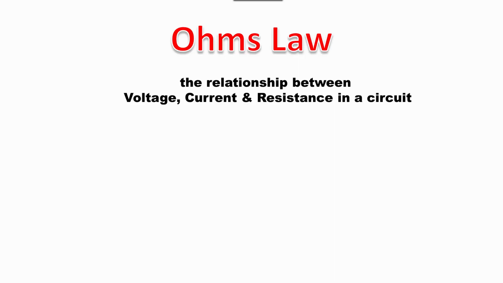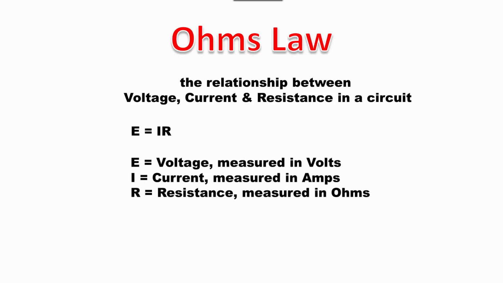Ohm's law tells us the relationship between voltage, current, and resistance in a circuit. Ohm's law is stated in the formula E equals IR, where E equals voltage measured in volts, I equals current measured in amps, and R equals resistance measured in ohms. With a little bit of high school algebra, you can solve for the other 2 variables. Therefore, R equals E over I, and I equals E over R.